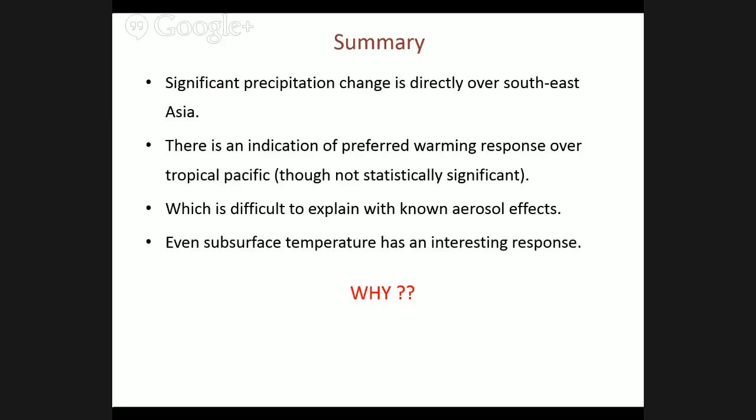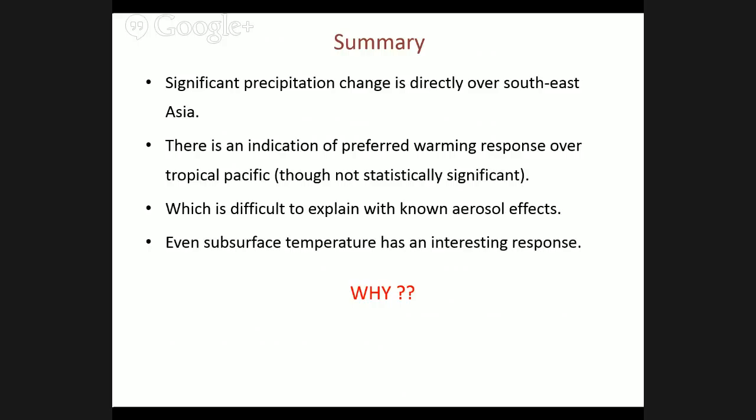And we see some interesting things happening in subsurface temperature also. Why is it happening? Not sure. I appreciate any ideas, comments, questions.